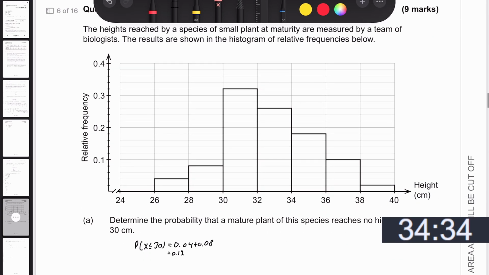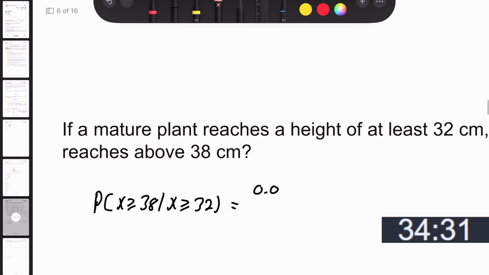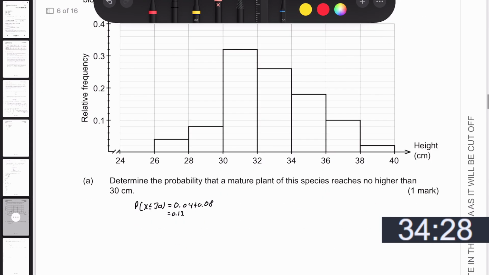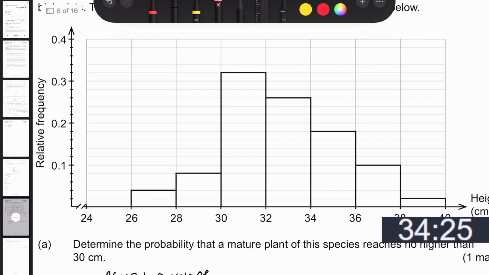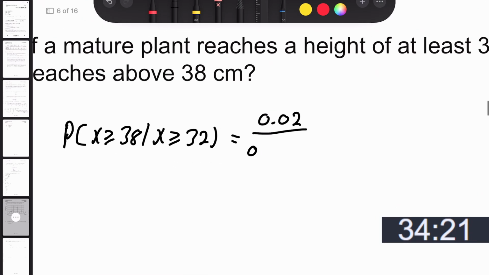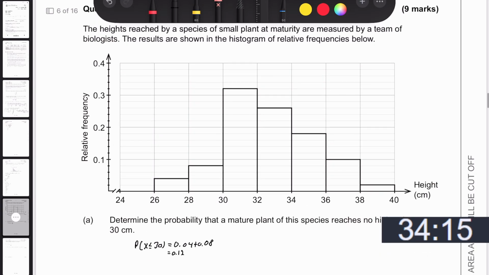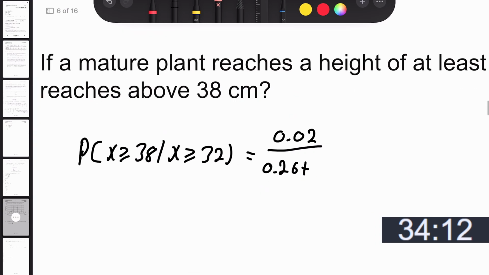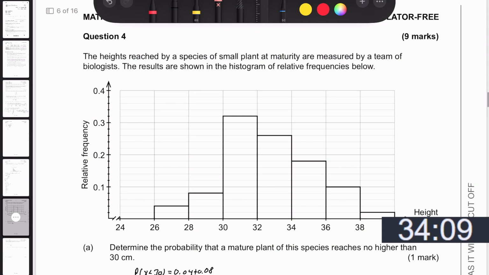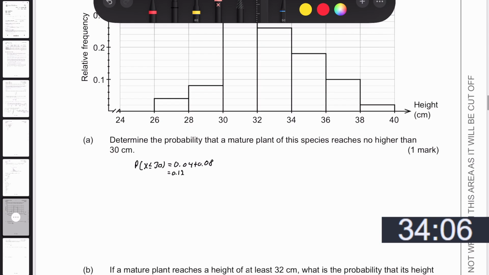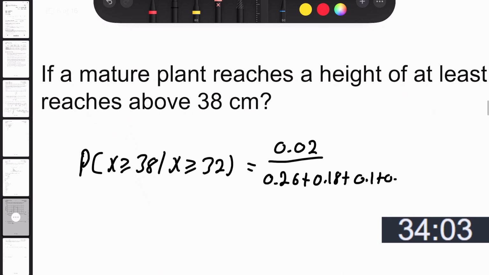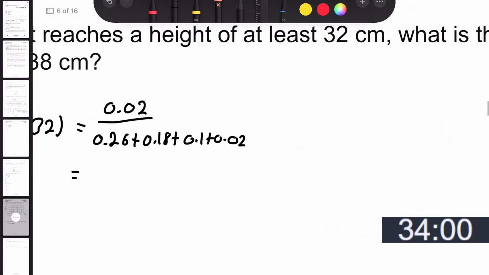So its height is above 38 is 0.02, all over greater than 32, which is 0.26 plus 0.18 plus 0.1 plus 0.02, which is equal to, this is going to give me 44, 54, 56, so 1 on 28.